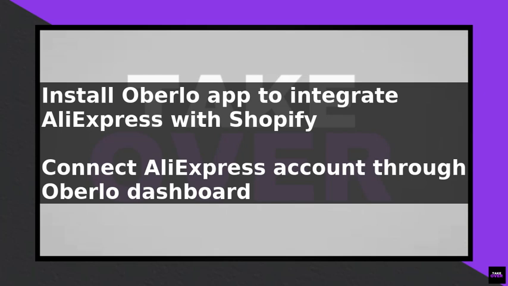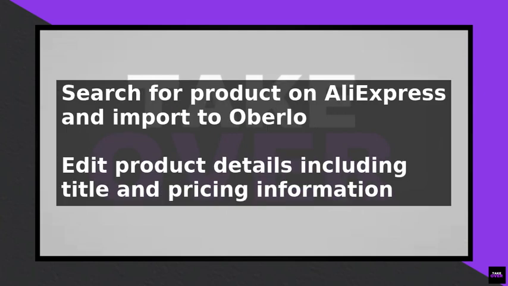Navigate back to the Shopify dashboard and click on the Products section. Then click on the Add Product button and select the option to add a product from Oberlo. Select the product you want to add from your Oberlo import list and click on the Add to Shop button.